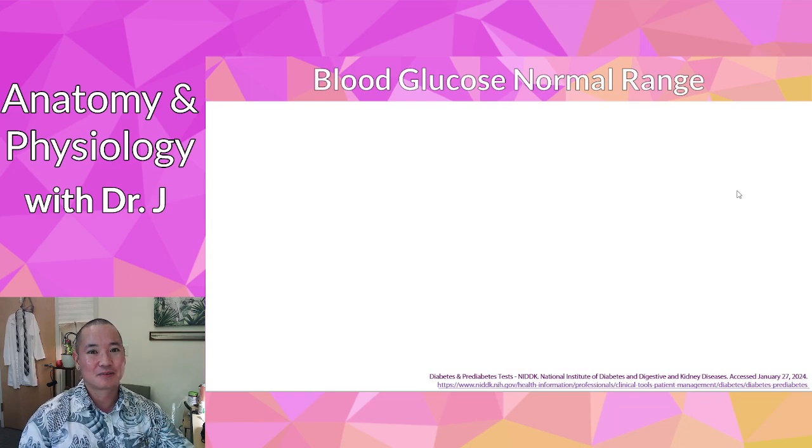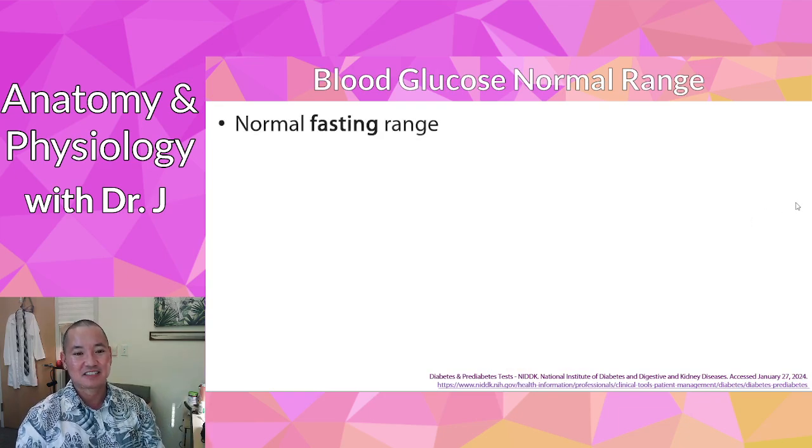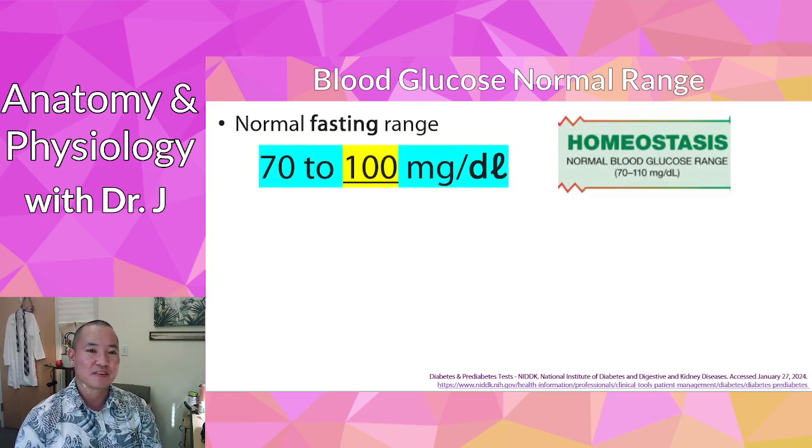Now, what is the normal range? Well, we have to add a little condition. It has to be the normal fasting range, and this is the normal fasting range of blood glucose: 70 to 100 mg per deciliter. Now you might be like, wait, this says 110. So this is from the old Martini book we used to use several years back. But this is the more modern and updated value that is accepted by many authorities.